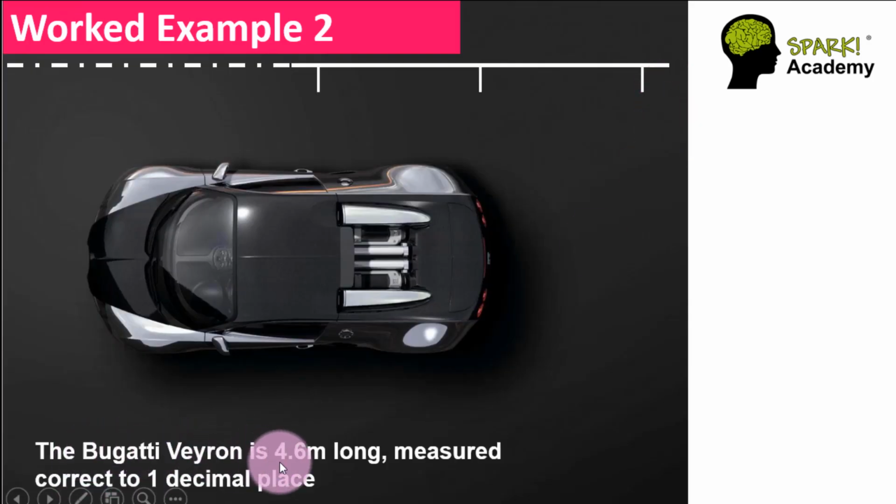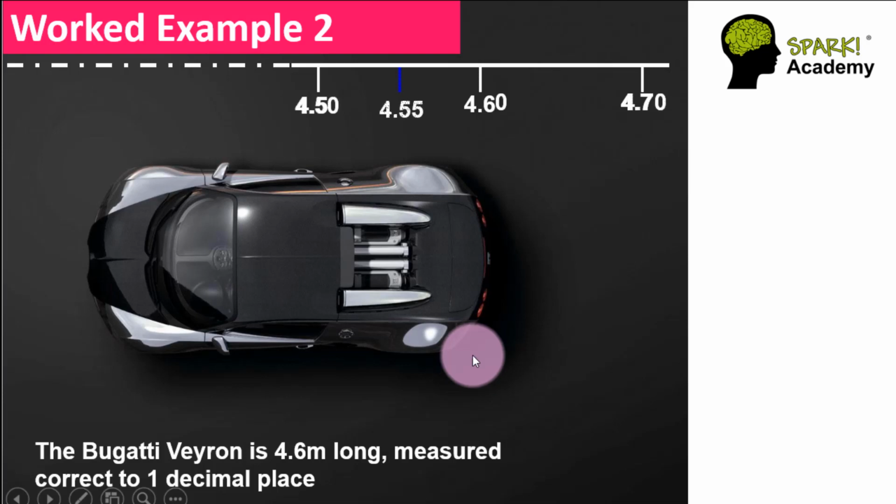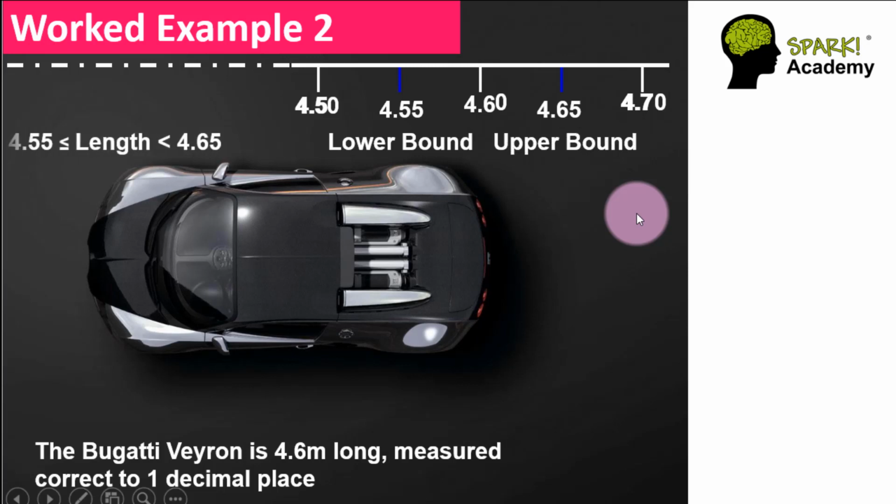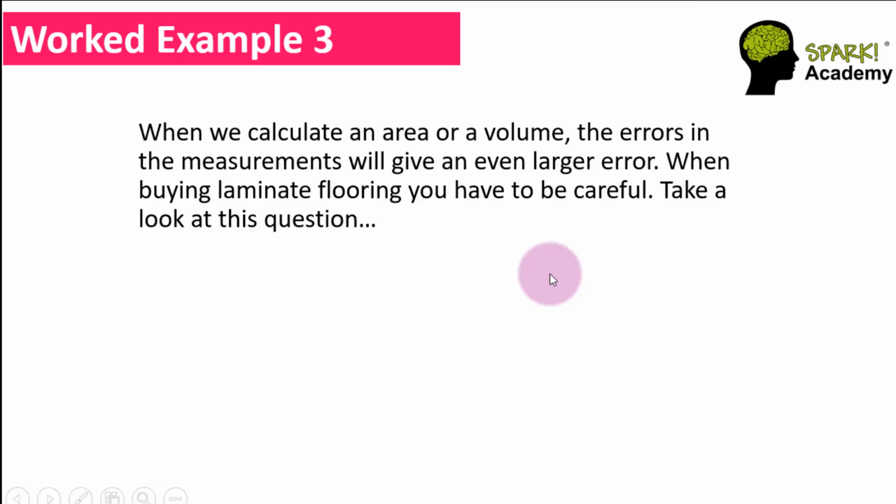The Bugatti Veyron is 4.6 metres long, measured to the correct 1 decimal place. So the lowest it could be is 4.55. Notice I put extra zeros on the end to help me work that out. And the highest it could be is up to but not including 4.65. So again, we'd write this as an inequality with an equals on the lower bound. So it's 4.55 including 4.55, but up to 4.65, not including 4.65.